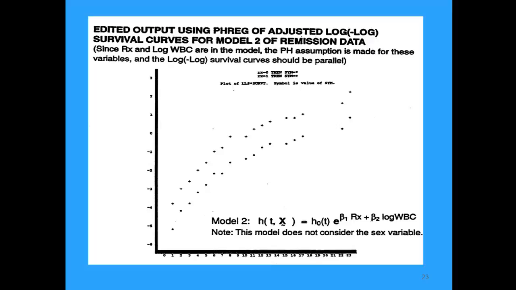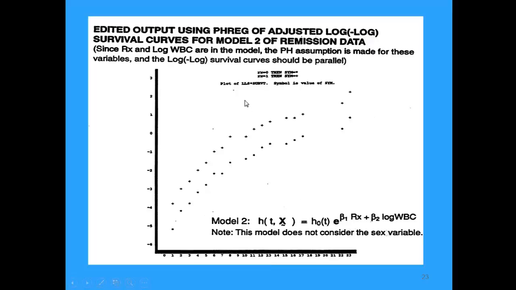Okay, so here's a trick question. Here's edited output of PH reg of adjusted log minus log survivor curves from Model 2 of the remission data. Look at these two log-log curves. What do they look like? Parallel or not parallel? They're parallel. They're darn well parallel. Now, why is that true? Why are they parallel? Here's the model I fit.